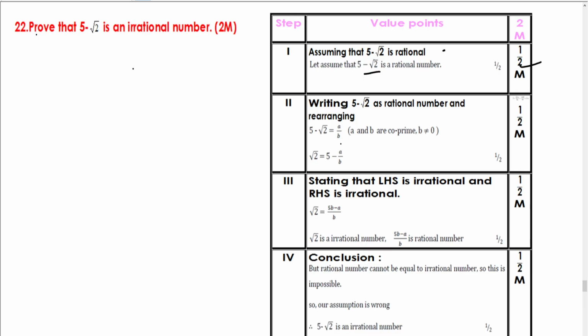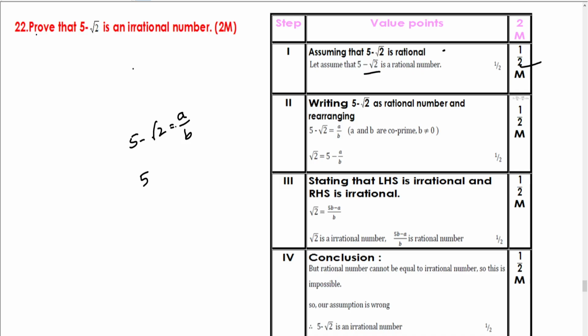Write it as a by b. a and b are co-prime. b is not equal to 0. That is the condition. And be careful, be careful. See here. Minus root 2 is taken to the right. I will show you clearly here. Many students make mistakes while transposing. This is called a transformation. You take minus root 2 to the right, a by b to the left.